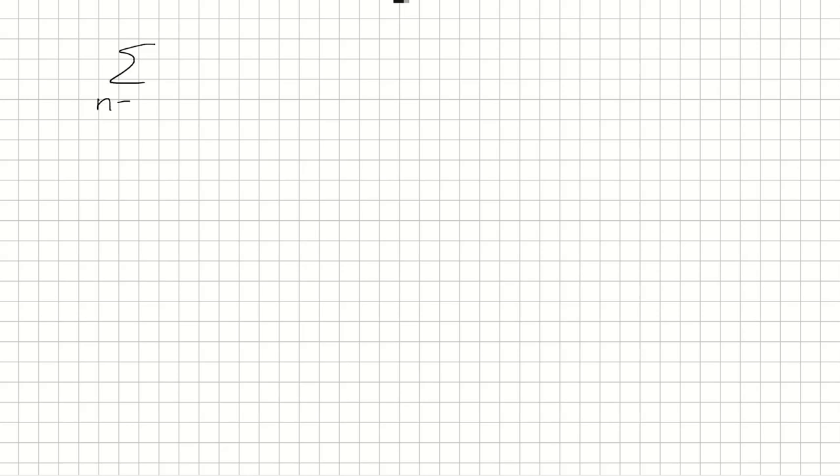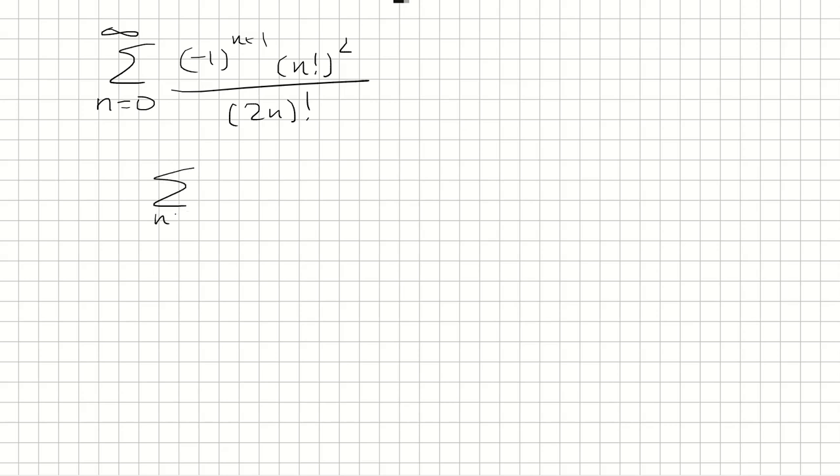It was the sum from n equals 0 to infinity of (negative 1)^(n+1) times (n factorial) squared over (2n) factorial. We want to see whether this converges absolutely, conditionally, or diverges. So I'm going to look at the absolute value of this. I'm going to get rid of the negative 1 to the n plus 1. I'm only going to consider this for now.